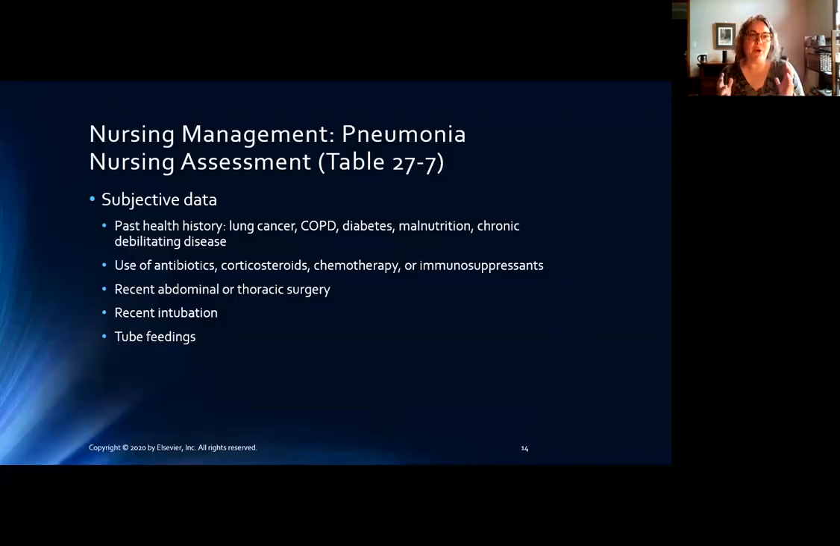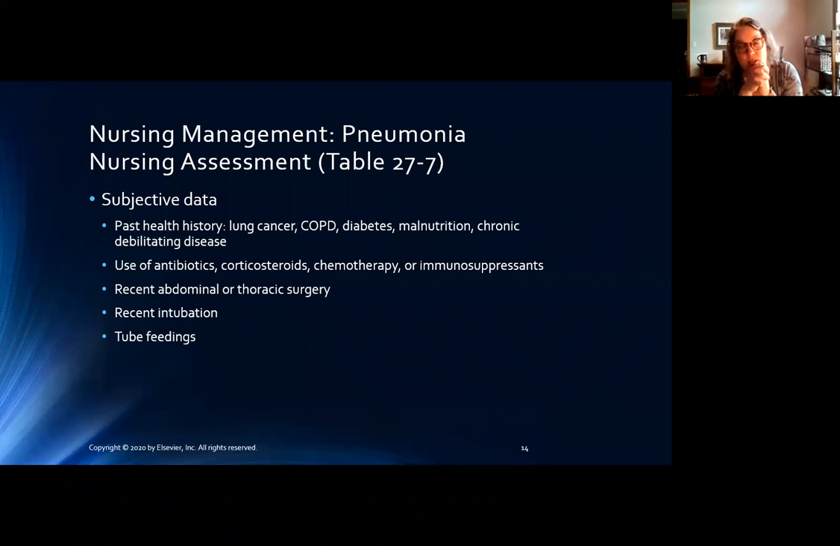This is going to be chapter 3 of pneumonia. We've been talking about some pathophysiology and some more generalities surrounding pneumonia. And now we're going to get into the meat and potatoes of nursing management of pneumonia. So we're going to start with our assessment. I'm going to share my screen so you can see where I'm at. Okay, so we're going to be starting with subjective data, right?